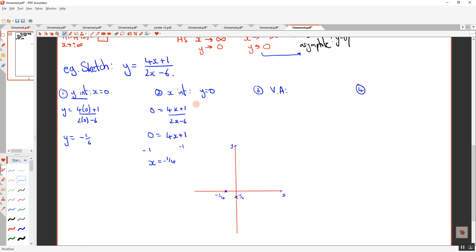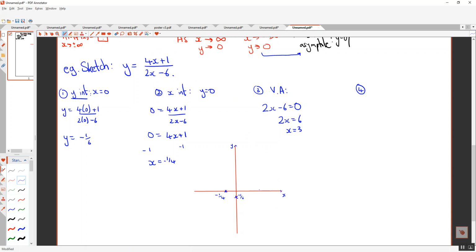Remember, our vertical asymptote is positive 3. Why? Because if you times positive 3 by 2, that's 6, so 6 minus 6 is 0. I can't have 0 on the bottom here, so what value of x gives me a 0 on the bottom? I'm just putting the bottom equal to 0 and solving it. So x equals 3, and you can check it. 2 times 3 is 6, and 6 take away 6 is 0. That's going to break the function, which is what we want.